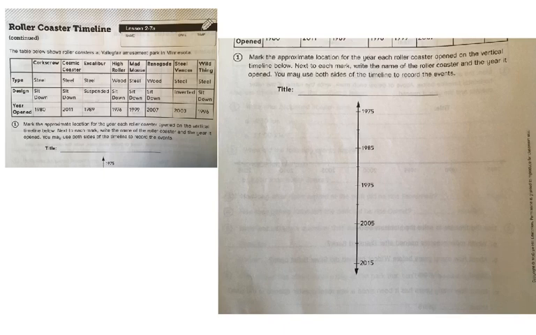And the title is the dates of roller coaster openings. And yes, these are all correct dates. These are just not made up out of the blue. So this time we start in 1975. So this is the oldest up here. This would be the newest near the bottom.